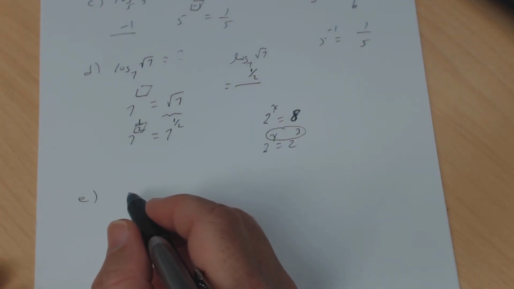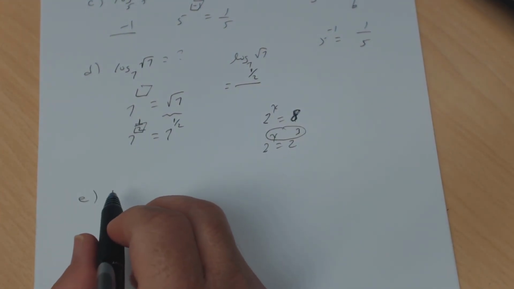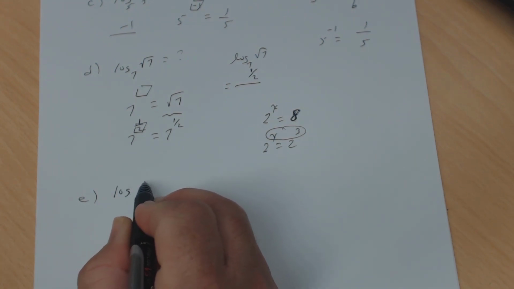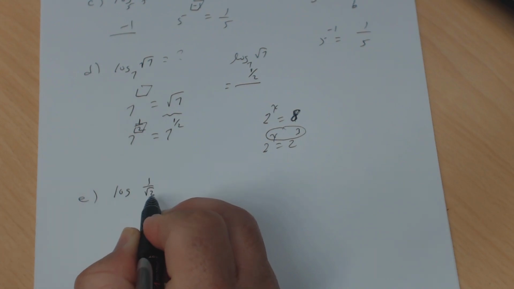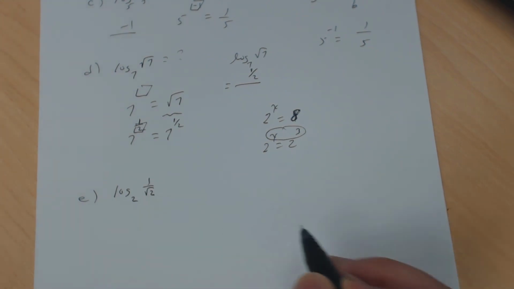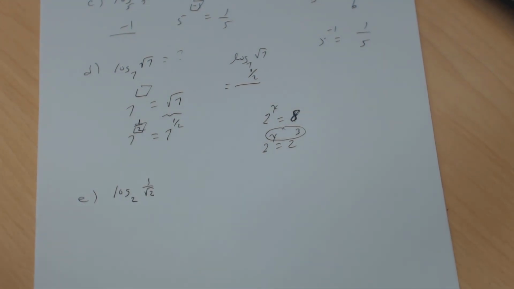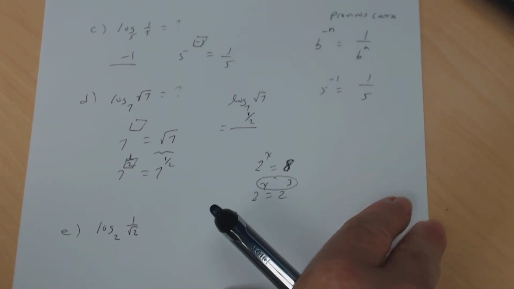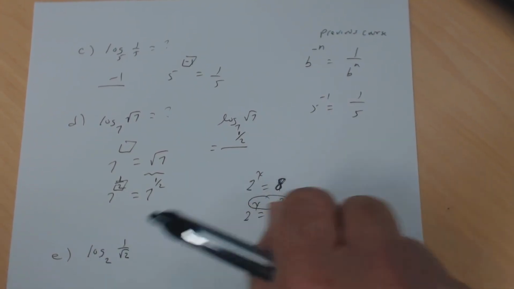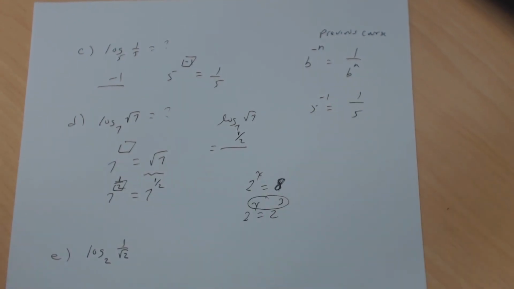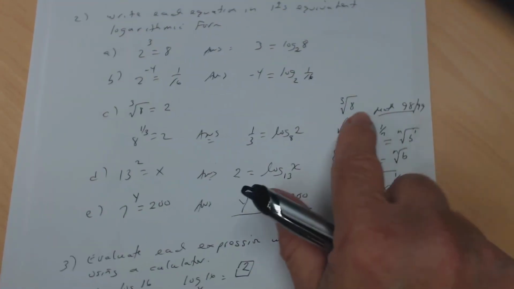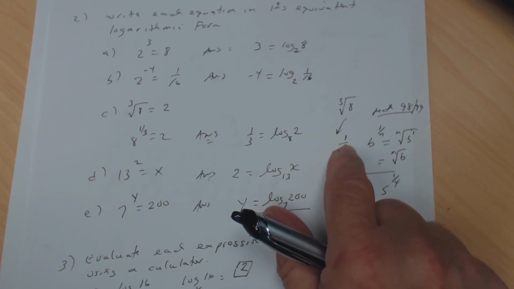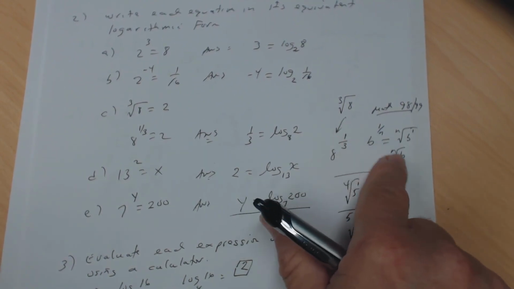All right, E. Suppose we had the log of 1 over the square root of 2 base 2. That's going to be a little challenging, but think about all the stuff that we've done so far. You're going to have to use the idea of negative exponents. You're also going to have to use the fact of how to write a radical as a base raised to a power.